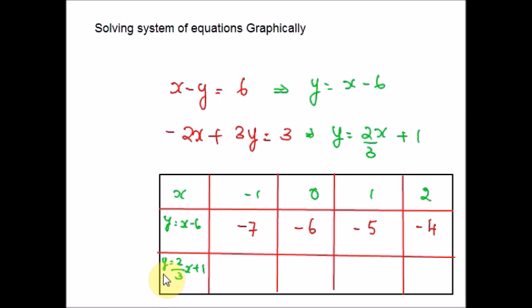Same way you can find the values for the second equation. Then you can plot the xy pairs on the graph, so your graph will be accurate when compared to the previous slope and intercept method. This will be very handy when the equations are very tough. Hope you're clear with this concept, solving system of equations graphically.